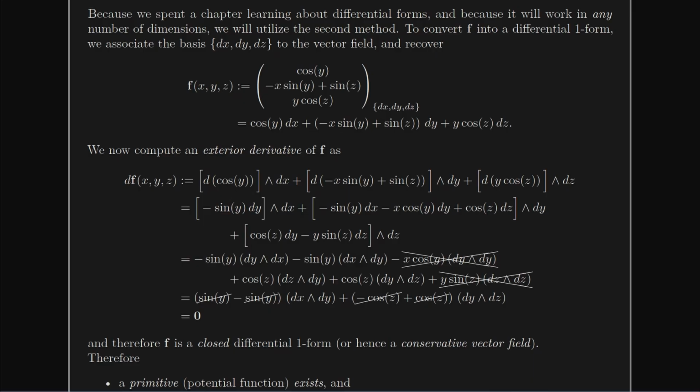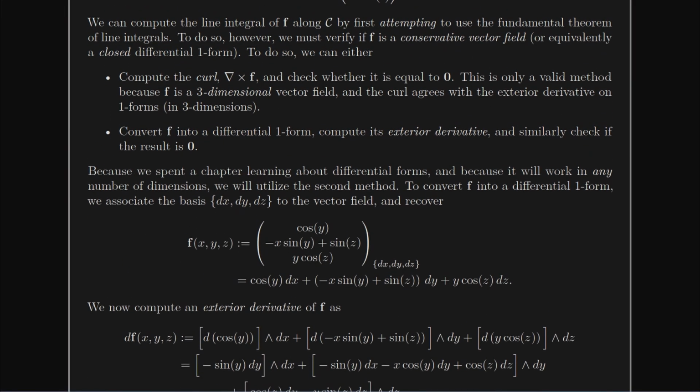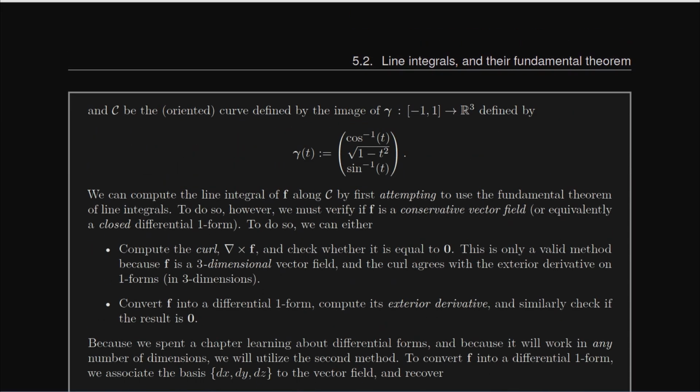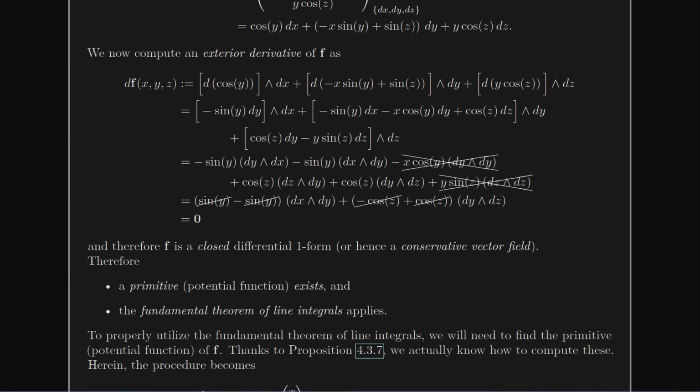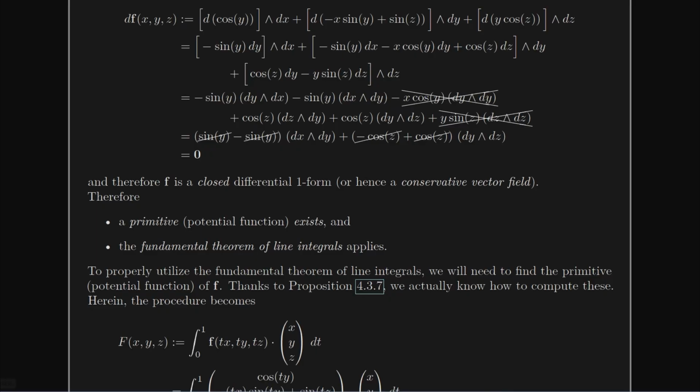So there you go. I've checked if it's a closed differential one form. Equivalently, it is a conservative vector field. That means a primitive exists. I can apply the fundamental theorem, and I'm just going to compute the antiderivative, or the primitive of this function on the endpoints of the curve.